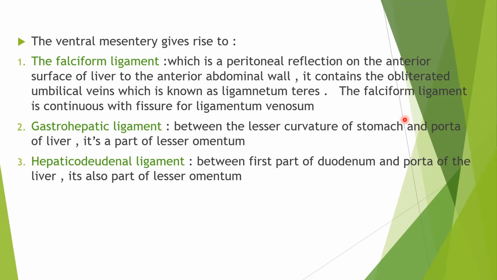The gastrohepatic ligament is between the lesser curvature of the stomach and the porta of the liver, and this is part of the lesser omentum. The hepatoduodenal ligament is between the first part of the duodenum and porta of the liver, and it's also part of the lesser omentum.